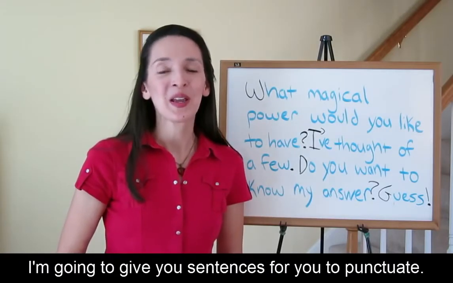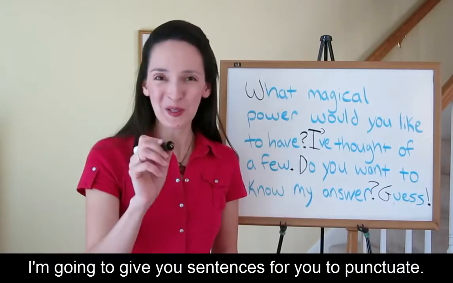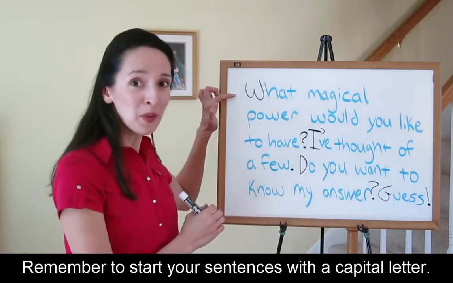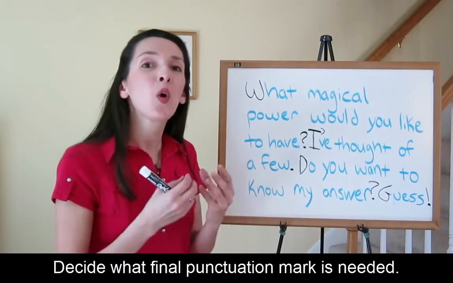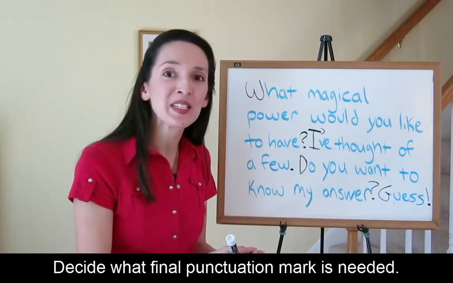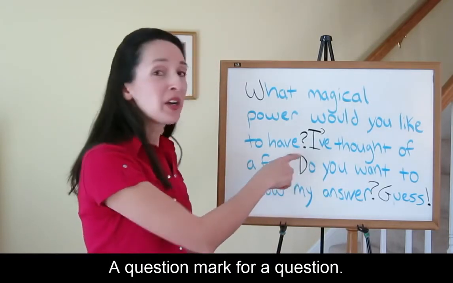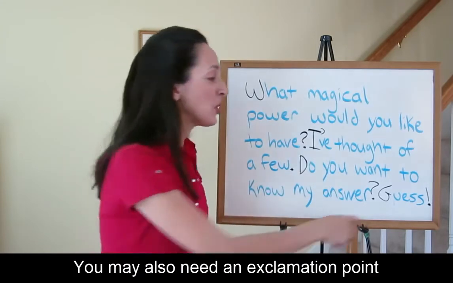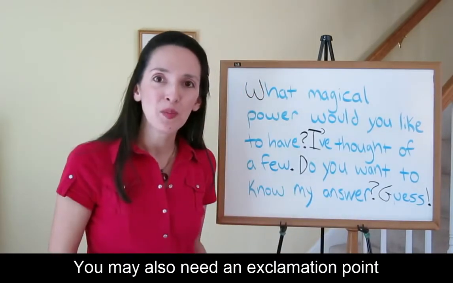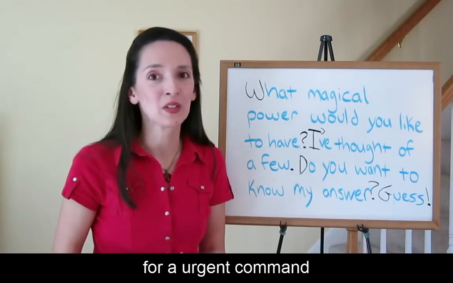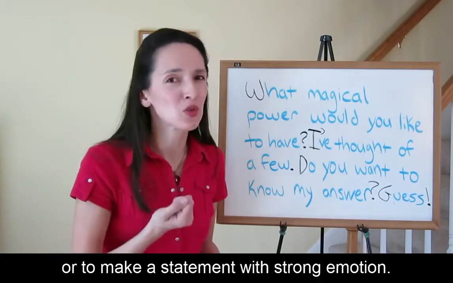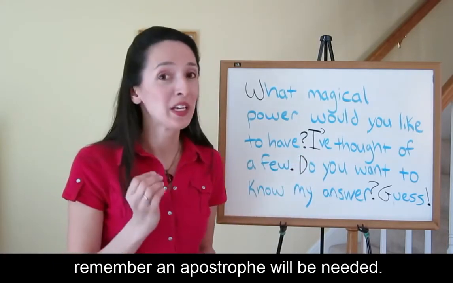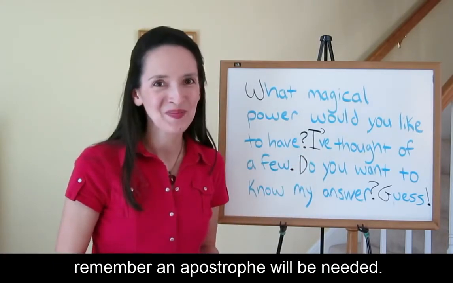Now it's your turn. I'm going to give you sentences for you to punctuate. Remember to start your sentences with a capital letter. Decide what final punctuation mark is needed. A question mark for a question, a period for a statement. You may also need an exclamation point for an urgent command or to make a statement with strong emotion. If you see contractions, remember an apostrophe will be needed.